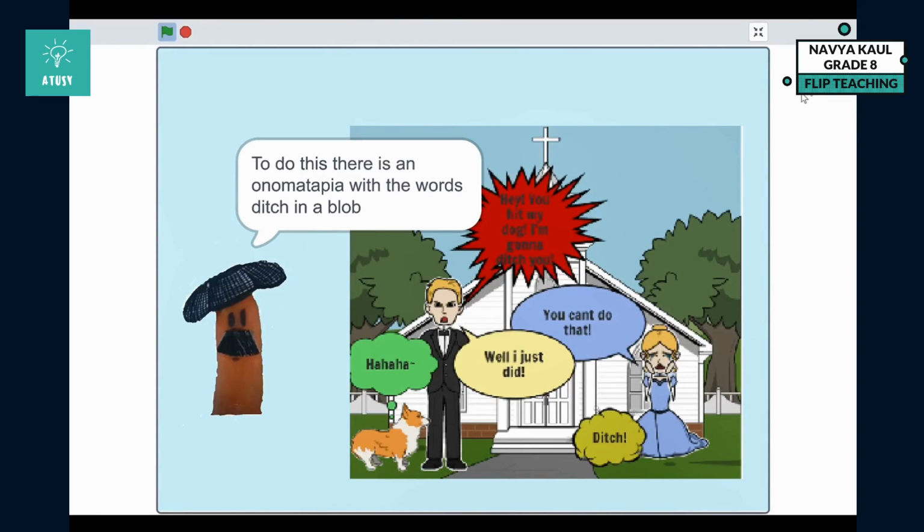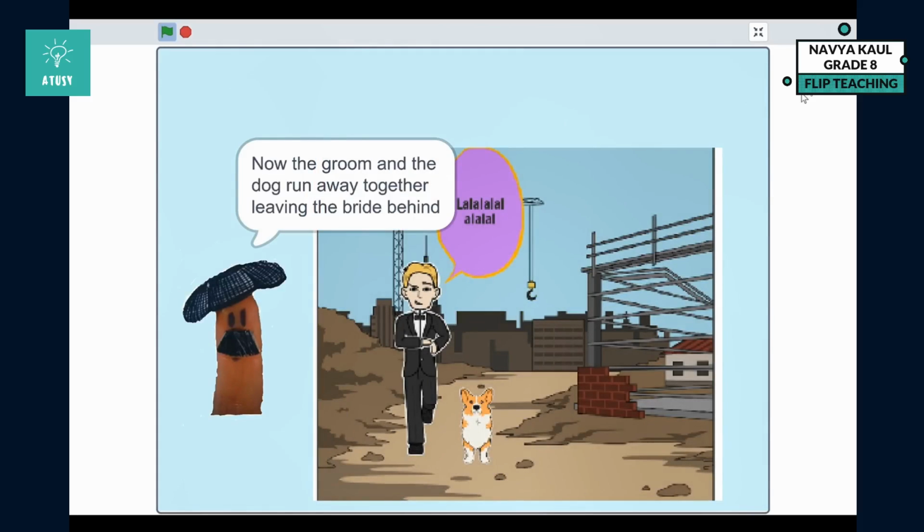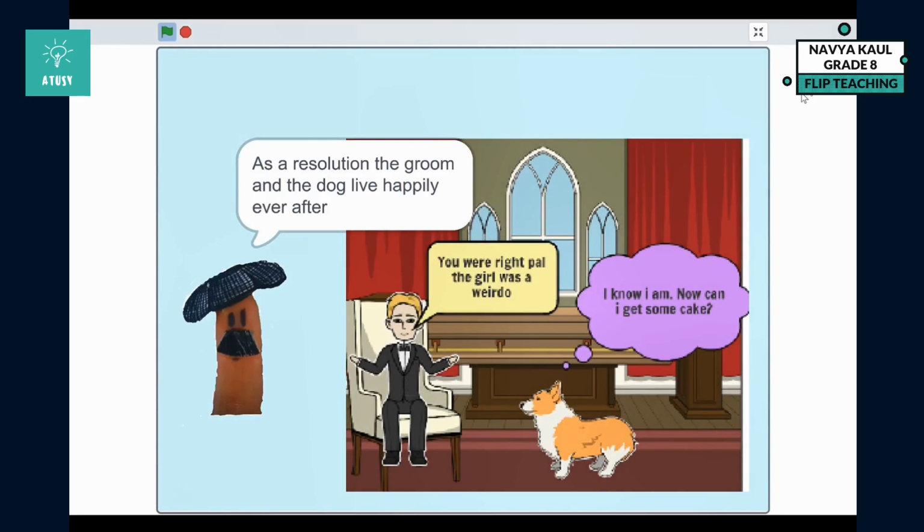To do this, there is an onomatopoeia with the word "ditched." Now the groom and the dog run away together, leaving the bride behind. As a resolution, the groom and the dog live happily ever after.